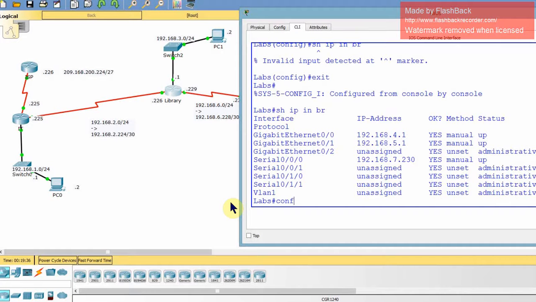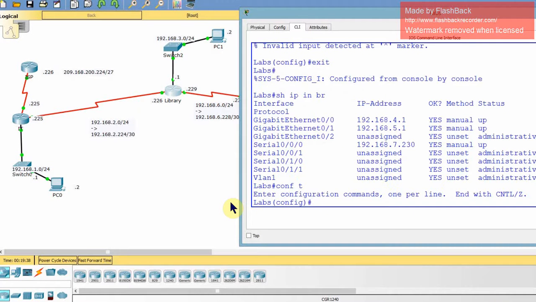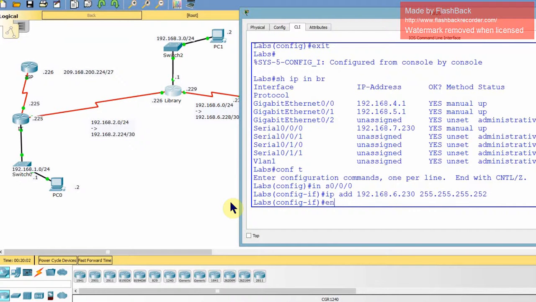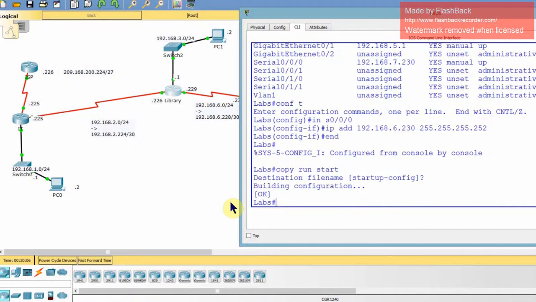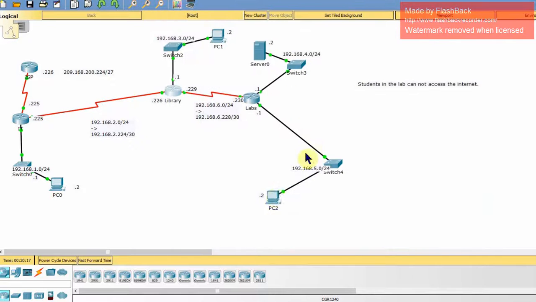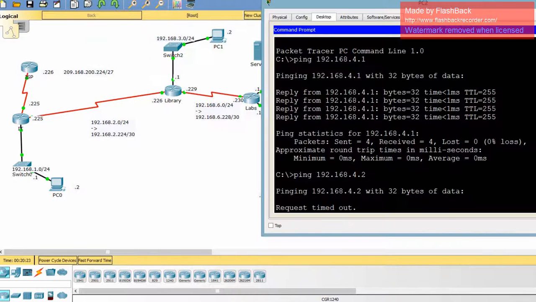Oh, okay. And that was my serial. Let's just go ahead and set the IP address to 6.230. Alright, we changed it. Now it's a 6. Well, let's go ahead and try that again with our PC.